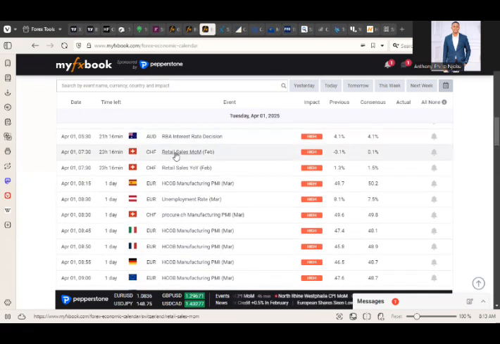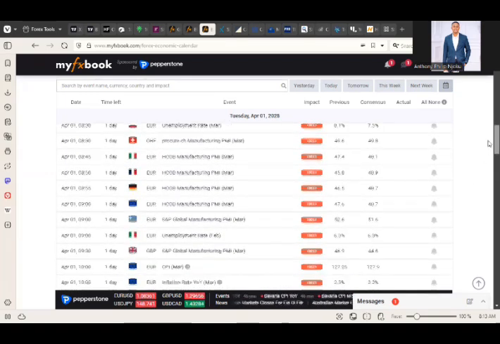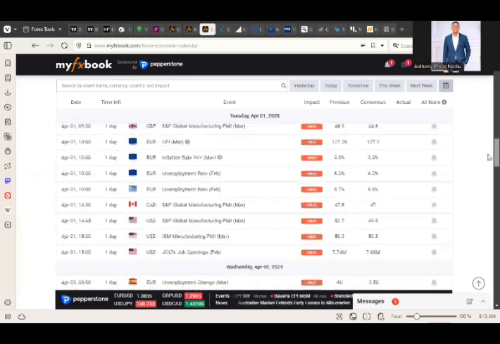Then the retail sales for Swiss franc for London session on Tuesday. If you have a figure higher than 0.1, it is good. A lower one, at 0, is bad. Then manufacturing PMI, I already explained it. Unemployment rate, if you have a figure higher than 7.5%, it is bad for euro at 8:30 a.m. West African time. But if you have a figure lower than 7.5%, it is good for euro. The manufacturing PMI, unemployment rate, inflation, I explained it before.